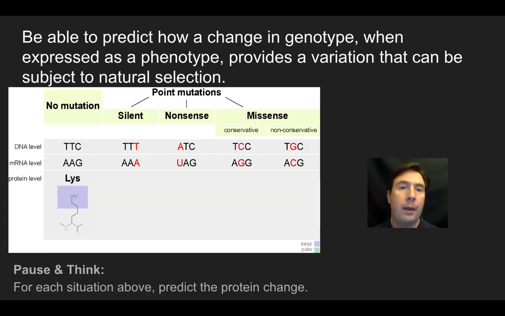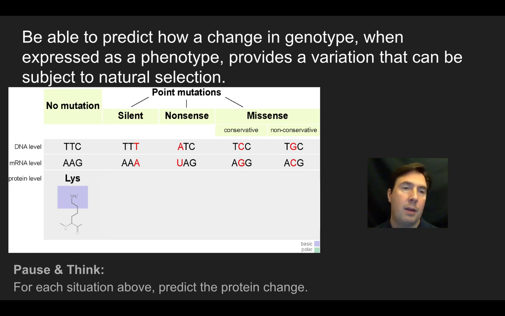So here we go. One of the things that we're going to start with is the concept of mutations. We need to be able to predict how changes in genotype may be expressed as a phenotype, which provides a variation that can be subject to natural selection. So again, first we need to define the concept of a mutation.